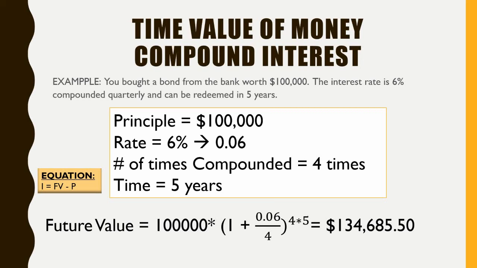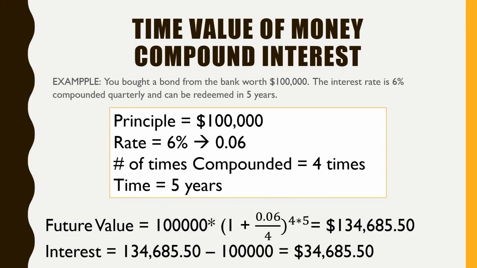And of course, in order to solve for interest, interest is equal to future value minus principal. So pretty straightforward. You're going to take your 134,685 minus your original investment, and your total interest is going to be $34,685.50.